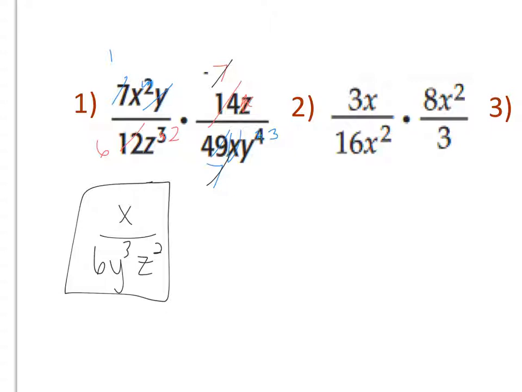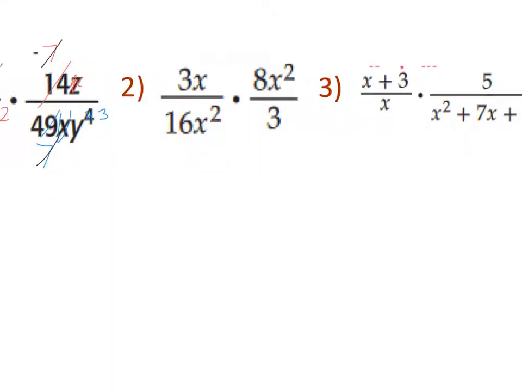All right, let's look at number 2. I have 3x over 16x squared times 8x squared over 3. So now I will look at canceling out cross products as well. So the 3 and the 3 cancel out. The 8 and the 16, I can change a 16 to a 2. X squared and x squared go away. So I have 1x times 1, so I just get x, over 2 times 1, which is just 2. So my final answer is x over 2.